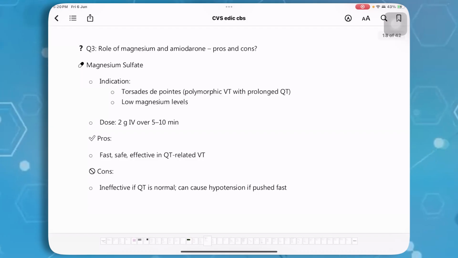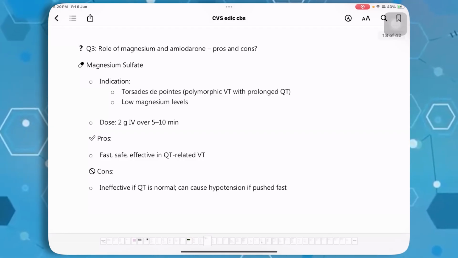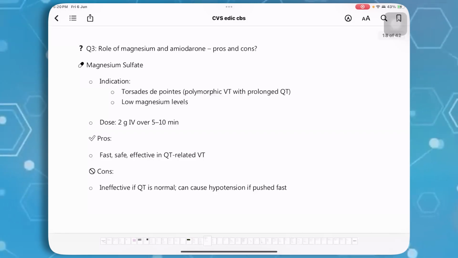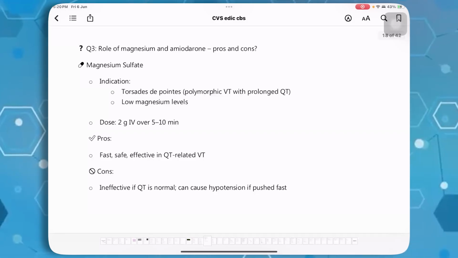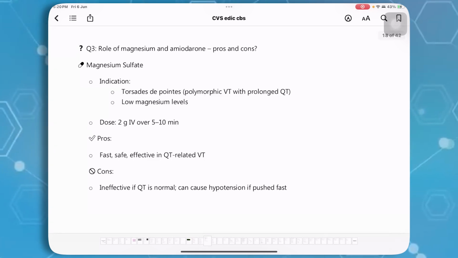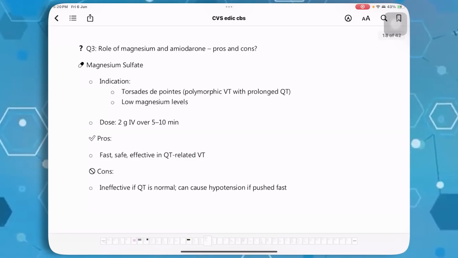Specifically in patients with low magnesium levels. So people keep monitoring hypokalemia in these patients, but they forget that potassium is also kept in the normal range with the help of magnesium. So if the magnesium is low, then you are not able to correct the potassium. So correct the magnesium, and the potassium will get corrected.